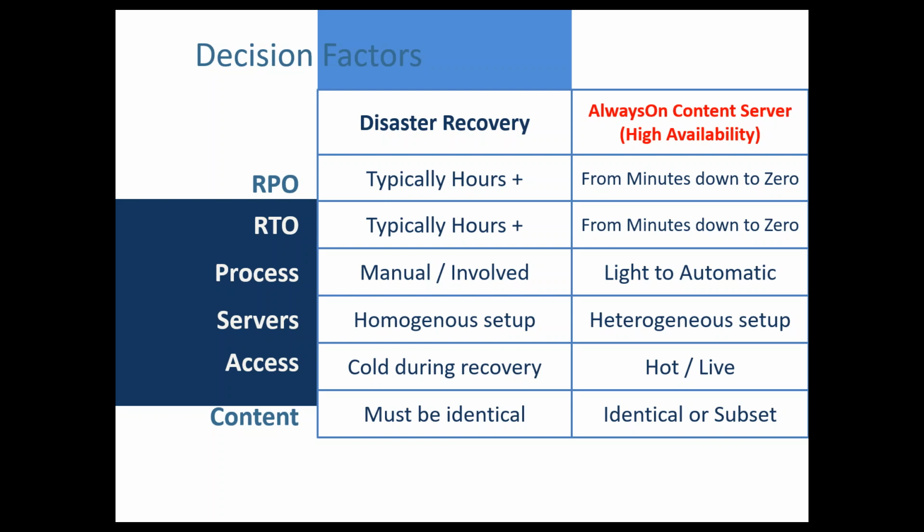Your typical RPO times, depending on how much volume of data you're ingesting into Content Server on a regular basis, will be from minutes to close to zero. The process is light to automatic, depending how you set up your failover, and you can have a heterogeneous setup. If you've got a powerful production infrastructure, you can have a subset of that infrastructure as your DR environment. You don't have to have it identical, and it's always live. So that's the biggest benefit.